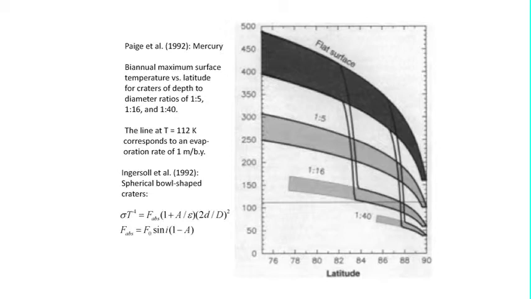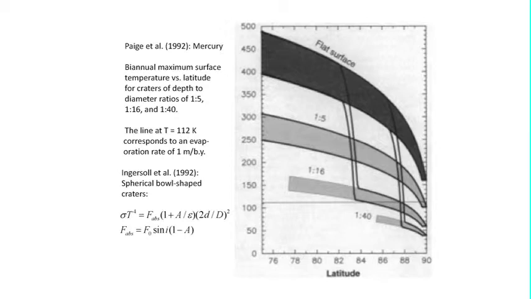This is sort of an arbitrary cutoff at 112 Kelvin, but it corresponds to an evaporation rate, using that formula from Watson et al., of 1 meter per billion years, which presumably is a pretty low evaporation rate, but you could decide on any other limit that you want. It's not an absolute cutoff, it's proportional to the vapor pressure of the fluid.